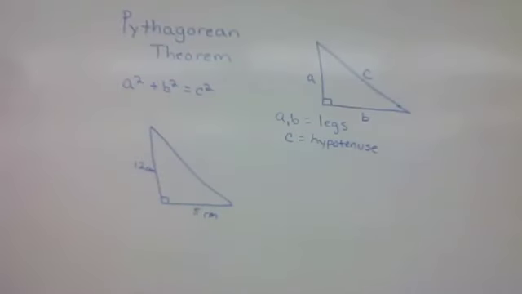So a new formula we're going to learn this year in geometry is the Pythagorean theorem. And we talked a little bit about this last year in algebra, and I kind of introduced it a little bit. We didn't go into too much depth with it. But the Pythagorean theorem is always based on a right triangle.